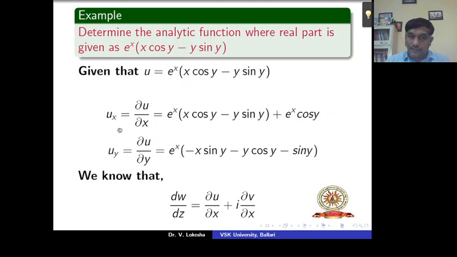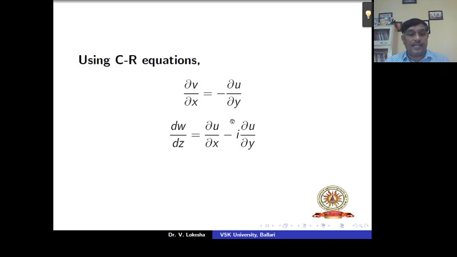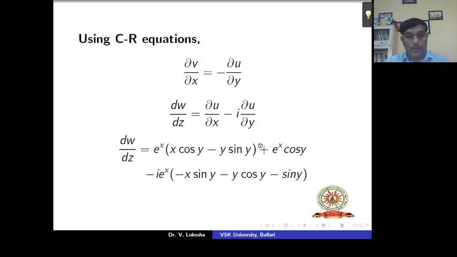You can substitute these functions, ∂u/∂x and ∂u/∂y. Then using the Cauchy-Riemann equation, ∂v/∂x is equal to minus ∂u/∂y, so dw/dz becomes ∂u/∂x minus i times ∂u/∂y. After substitution, that is e^x (x cos y minus y sin y) plus e^x cos y is the function of ∂u/∂x. Similarly, ∂u/∂y is this function.